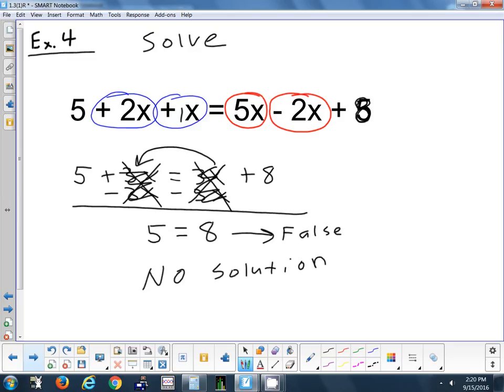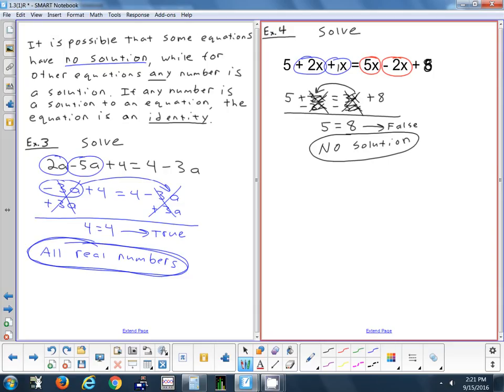This is the kind of problem that, unfortunately, no matter how hard you try, no matter what number you ever think of, you will never find a number that works in this equation. No fraction, no positives, no negatives, no decimals. Okay? So when all your letters cancel out, one of two things happens. If they cancel out and you get a number equals the same number, that's true. The answer is all real numbers. If all your letters cancel out and you get a number equal to a different number, it doesn't mean you did anything wrong. It just means that there is no solution.